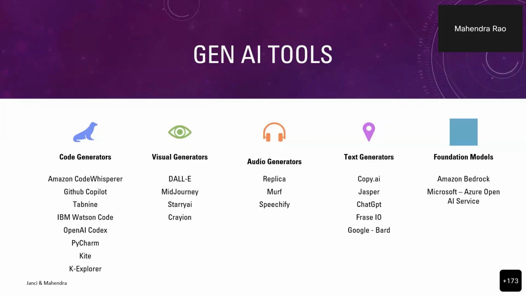And also Crayon is another art generator. Okay, audio generators, there are something like Replica. Murphy is a great example of how that audio is going to generate. And text generators, this is pretty much ChatGPT and Bard. But one difference I could point out between ChatGPT and Google Bard is that Google Bard always gives the real-time information, since it's the product of Google.